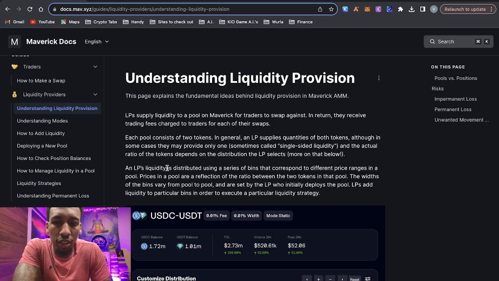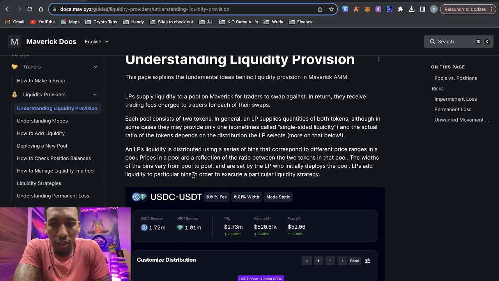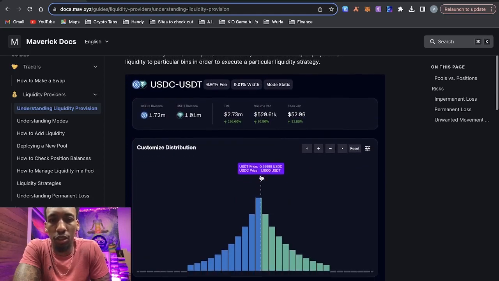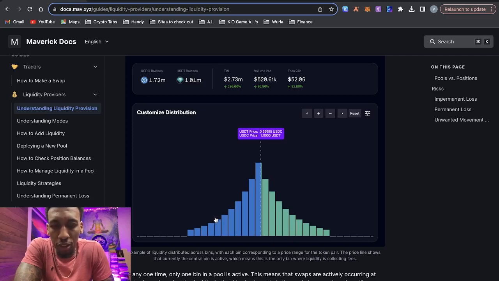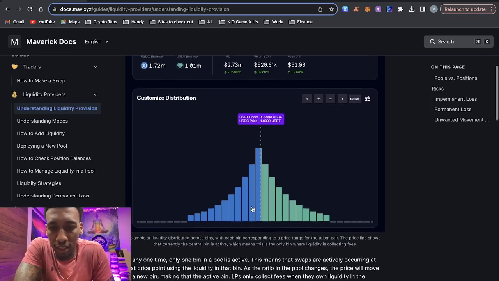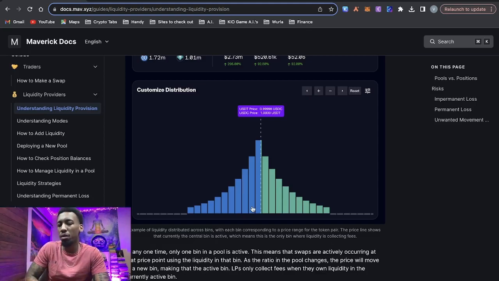It says an LP's liquidity is distributed using a series of bins that correspond to different price ranges in a pool. Prices in a pool are a reflection of the ratio between the 2 tokens in that pool. The widths of the bins vary from pool to pool, and they are set by the liquidity provider who initially deploys the pool. LPs add liquidity to particular bins in order to execute a particular liquidity strategy. So I know this sounds confusing, but I'm going to make it all make sense here. So if you look at this picture here, each one of these bar graphs is a bin, and each bin represents a certain price. So price can only be inside of one bin at a time. So they allow you to put price within price ranges and bins.